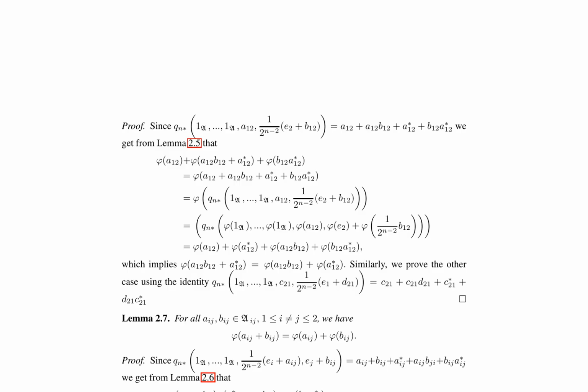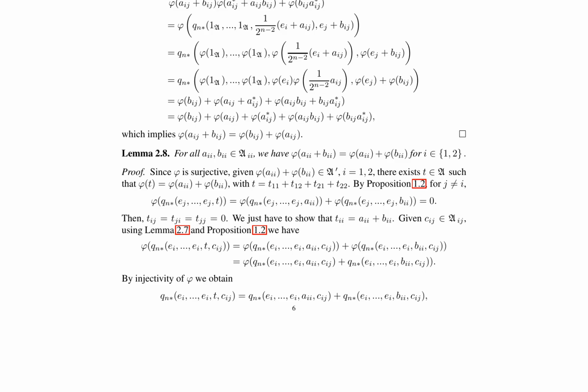This result is crucial for demonstrating the linearity of phi. The second lemma, lemma 2.7, extends the previous result to include elements from different sets I. 1 is less than or equal to I does not equal j is less than or equal to 2. It shows that the homomorphism phi also preserves addition for elements across different sets, further reinforcing the linearity of the function.